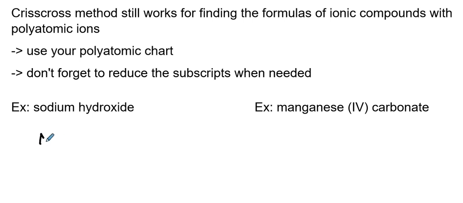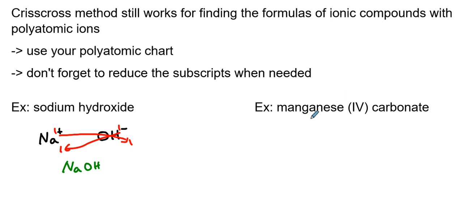Sodium is Na, and I know that it forms a plus ion because it's in the first column in the periodic table. Hydroxide, we can look up in our polyatomic chart and find it's OH negative. That means it has a -1 charge. Now we can do the crisscross. There's a 1 here that we don't write that can cross down here. And there's a 1 here that we typically don't write that'll cross over here. That leads us to a formula that's Na1OH1. So NaOH is sodium hydroxide.